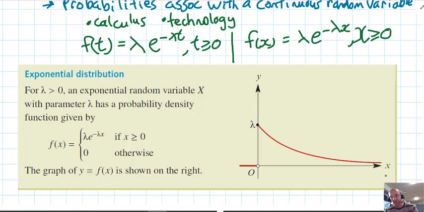Okay, and then we can see the shape of the distribution. That can be t, because often time is the independent variable, but you'll see x as well. So it's just whatever symbols they use for the variables. So for lambda greater than 0, the exponential random variable x with parameter lambda has a probability density in this piecewise function here, and we basically state that f of x or f of t is non-negative.